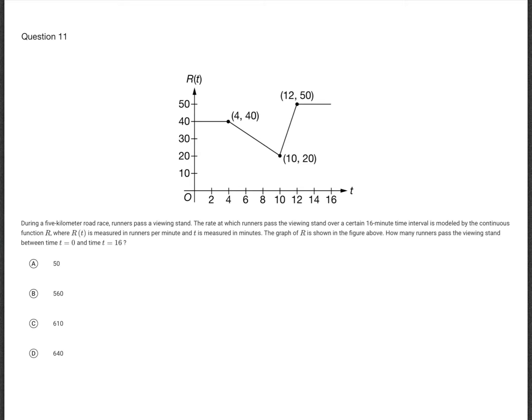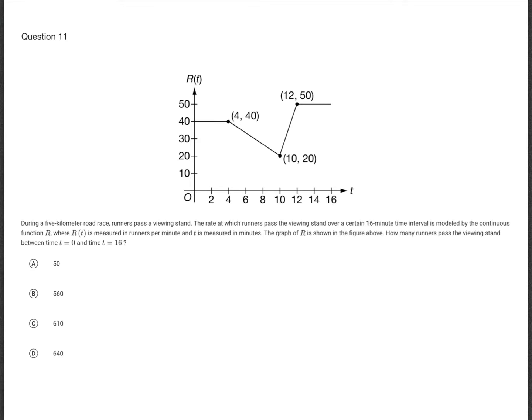Okay, they want to know how many runners, but we're given a function that's runners per minute, a rate function. So the area is going to be runners. So that's what we want. When they say how many runners pass the viewing stand between t equals 0 and t equals 16, they want to know how much area is under the function of the rate that runners pass the viewing stand. And so that's what we'll find up here. So we need to figure out all this area from 0 to 16.